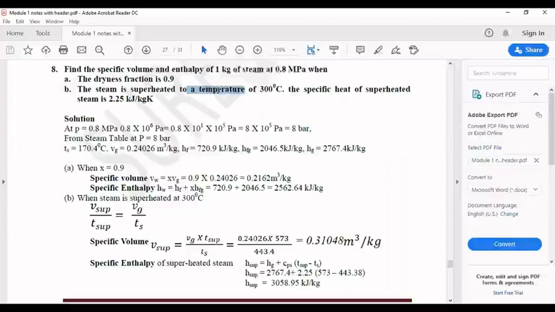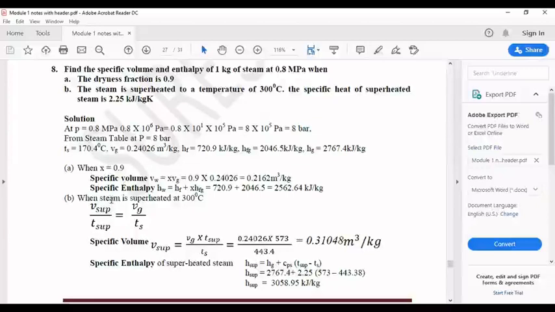Now in the second question, the steam is superheated to a temperature of 300 degrees Celsius. So in this case, you have to find out specific volume and enthalpy. To find the specific volume, again you refer to the superheated formula table. In that, for the specific volume of the superheated steam, I have given this ratio: the ratio between specific volume and the temperature of the superheated steam is equal to the ratio between the specific volume and the temperature of dry steam.